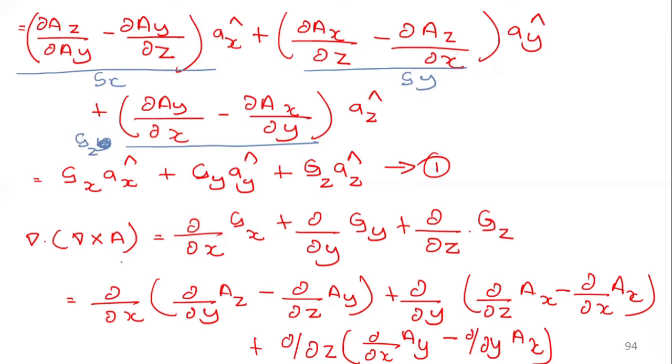So not gradient, divergence, right? We'll do the div operation, that is del dot A. So dou by dou x of Gx plus dou by dou y of Gy plus dou by dou z of Gz. Under Gx, Gy, Gz, we substitute and get dou by dou x of this much value.